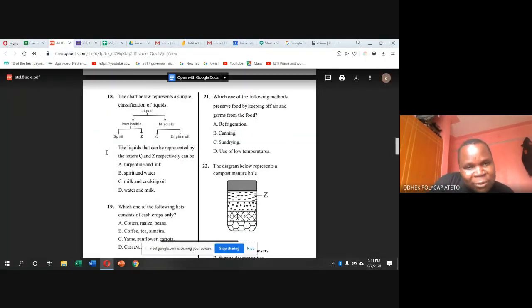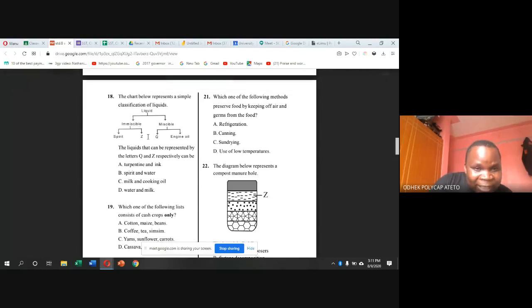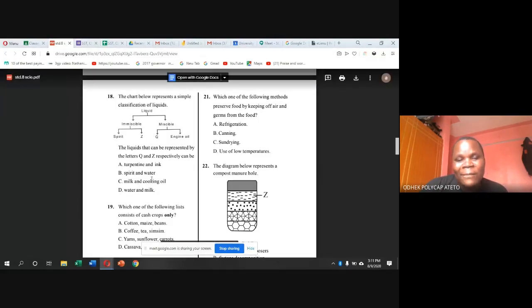Anytime the question says immiscible, this Z must be an oil family. Then immiscible, and this is engine oil, this Q must also be an oil family. So that's why this Z and Q were both supposed to be oil family. So there was no answer here. That's why we changed it.